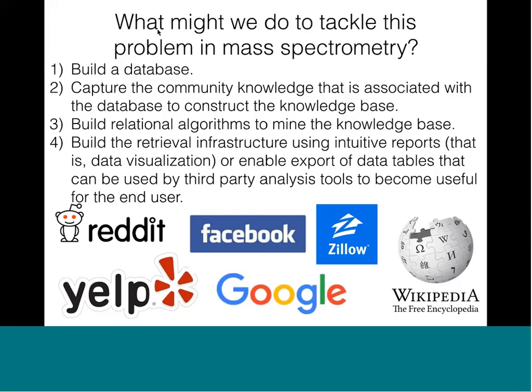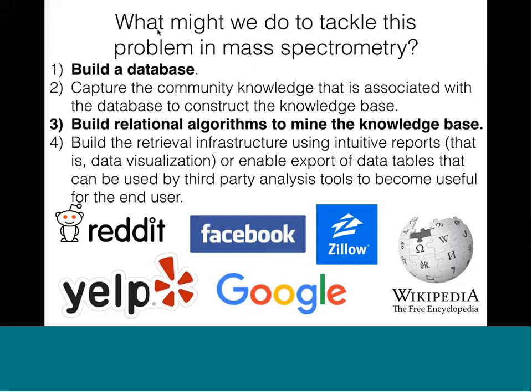Facebook, Yelp, Reddit, Wikipedia. And the way they started was they basically started as a database. Then they figured out ways to capture community knowledge. Then they figured out ways to build relational algorithms so they can mine the knowledge associated with the database. And then they have retrieval infrastructure so it becomes useful for the end user. And I think over the next few years, mass spectrometry is going to get basically as good as Facebook or Google and as easy to use.